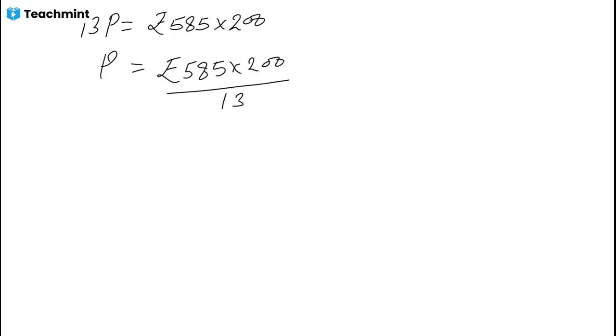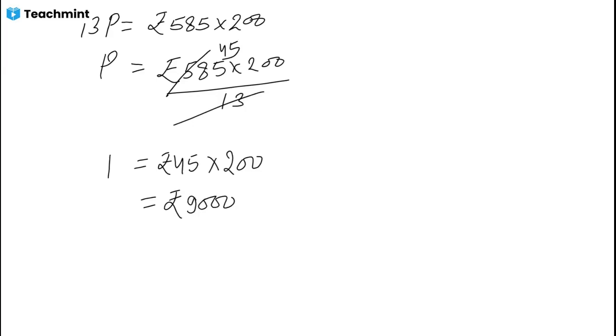So after dividing by 13, when we divide 585 by 13, we'll get 45 here. Now let us multiply 45 with 200. We'll get 9,000. So this is the required principal amount.